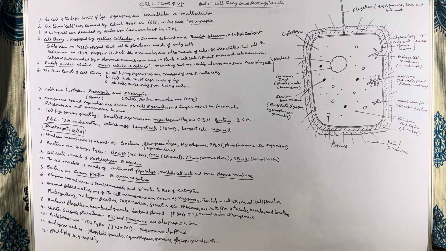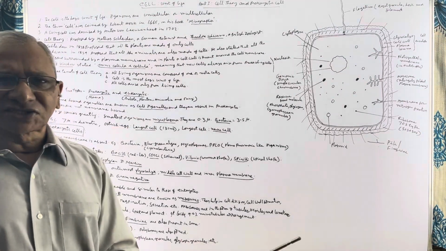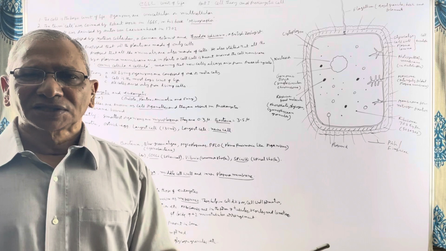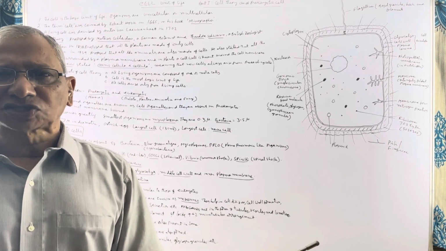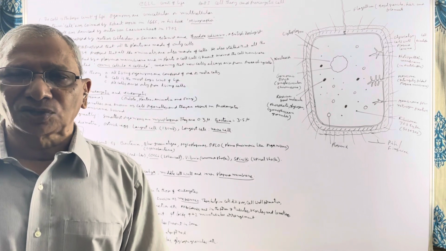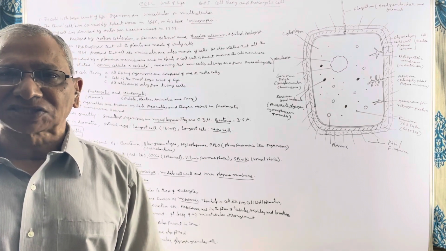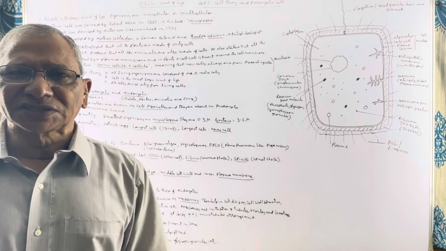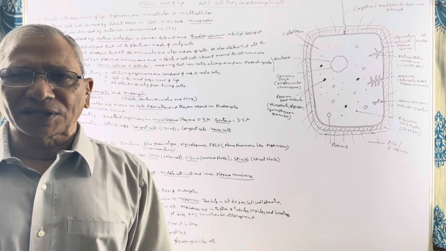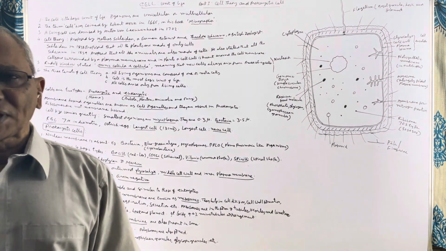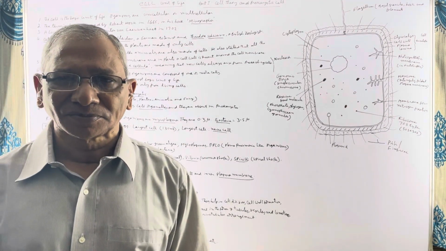Then, the cells of all prokaryotes and eukaryotes are surrounded by a cell membrane known as plasmalemma or plasma membrane. The structure of the plasma membrane is similar in all the prokaryotes and eukaryotes. I will be giving a detailed structure of the plasma membrane in the next topic.